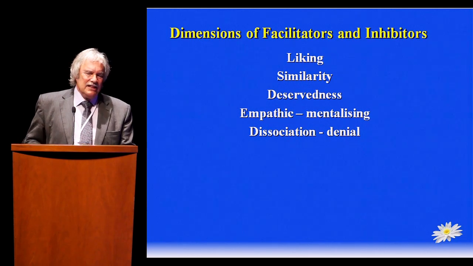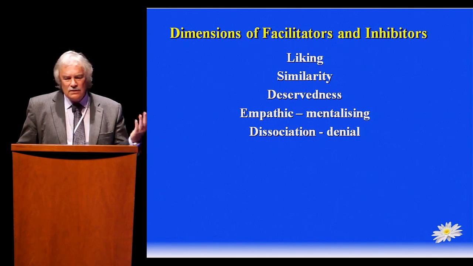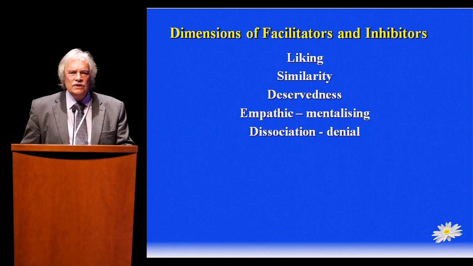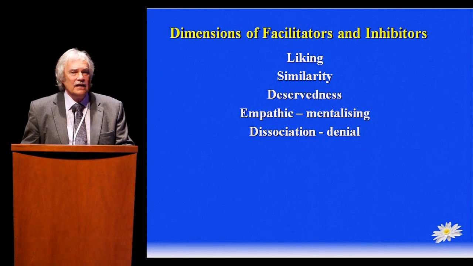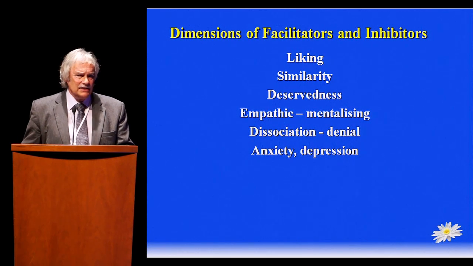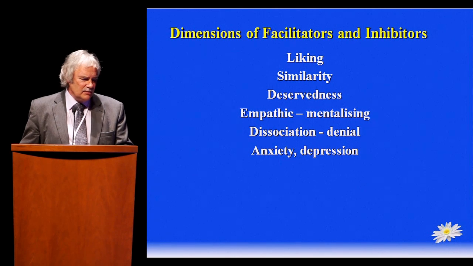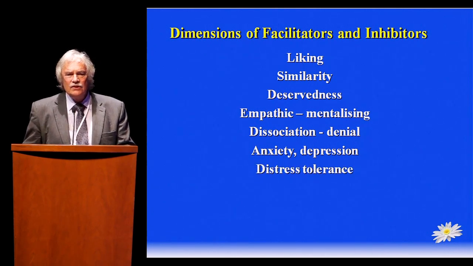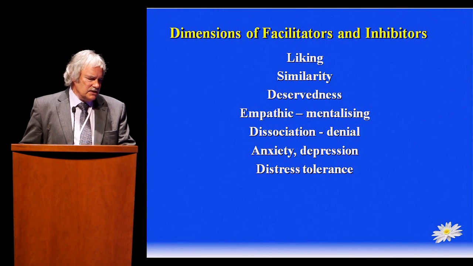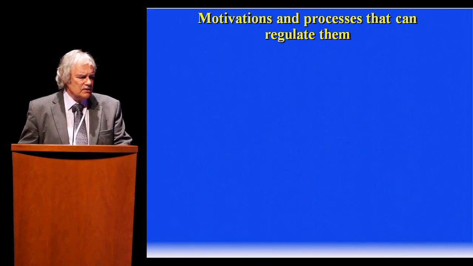The ability to feel that you are similar to others, all the things that Dr. Ekman spoke about earlier. The issue of deservedness, the Aristotelian idea. The ability to be empathic, to be able to mentalize. Dissociation. We use dissociation from suffering all the time. We simply switch off from it because if you really engage with the suffering of the world, it can be somewhat overwhelming. Anxiety and depression have an impact on your ability to both give and to receive compassion. Your ability to respond to distress. Are you easily overwhelmed by the distress of others? Or can you tolerate the distress of others? So all of those things are important.